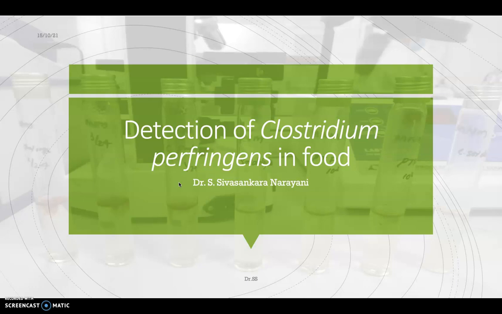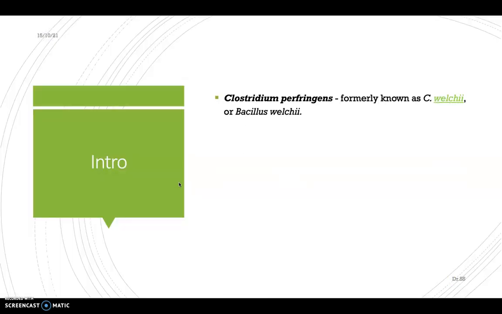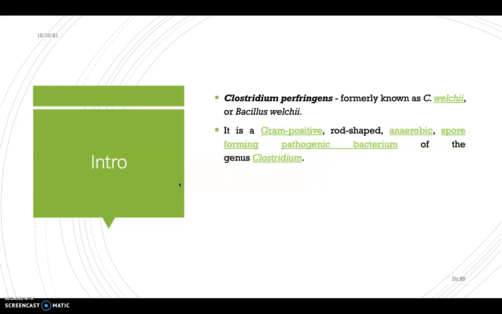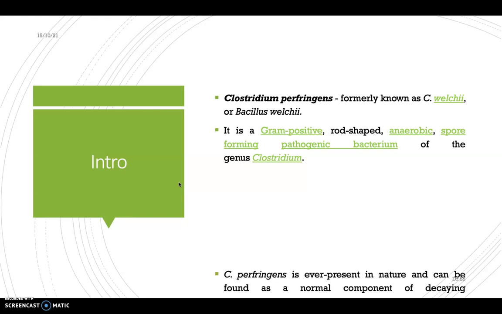Today we are going to see about the detection of Clostridium perfringens in food. Okay, first, what is Clostridium perfringens? It was formerly known as Clostridium welchii or Bacillus welchii, and it is a gram-positive, rod-shaped organism. It requires anaerobic conditions. It is a spore former and it is a pathogenic one.